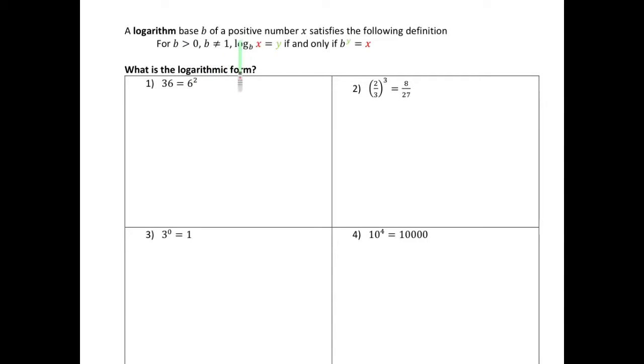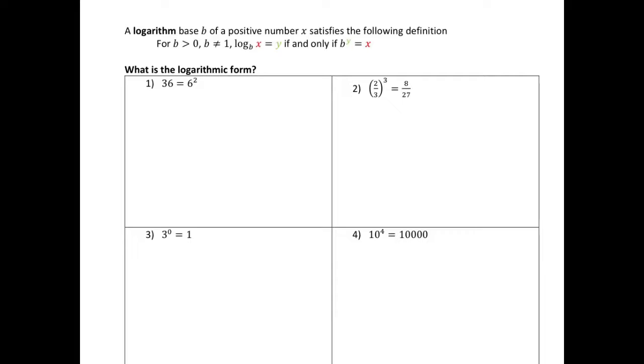We have that the logarithm base b of x equals y if and only if we raise that b to an exponent y, and that equals x. So the solution of the logarithm is an exponent. So we're going to see how to change an exponent form to a logarithm form.